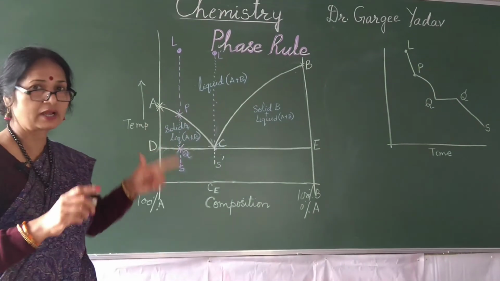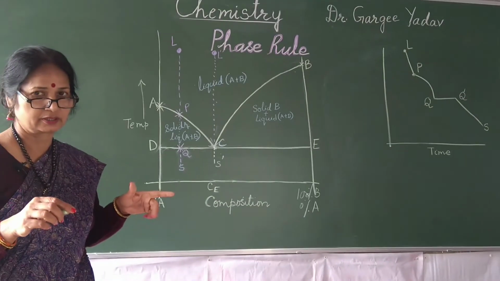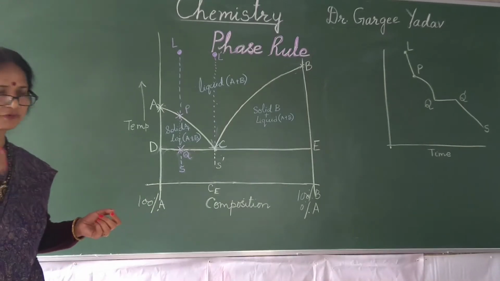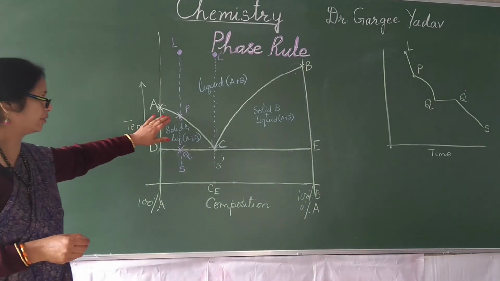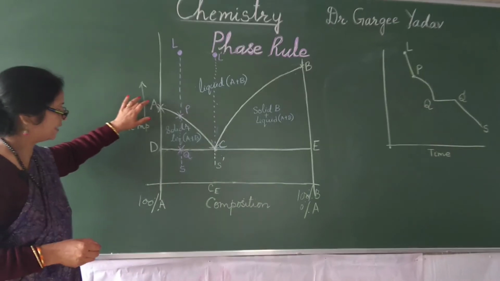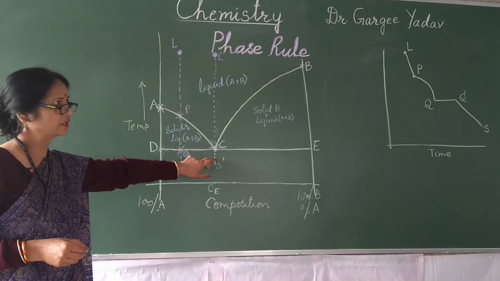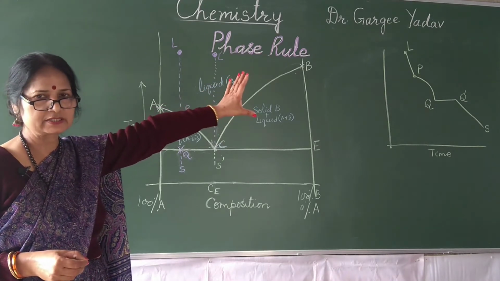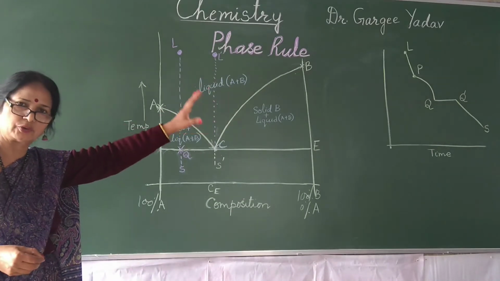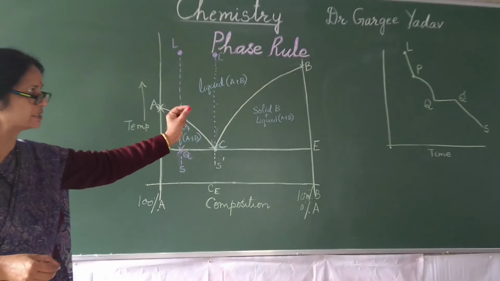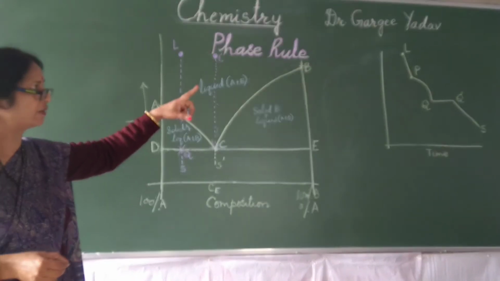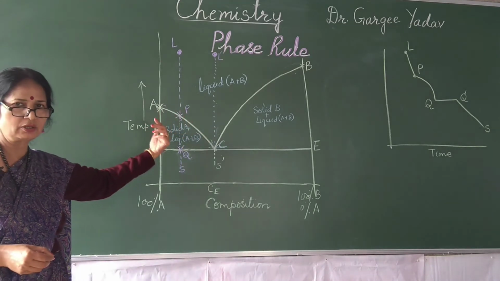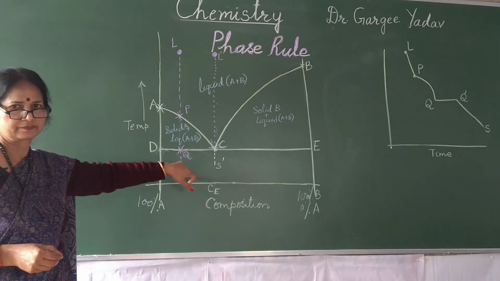Solidification of one of the components will start. The first crystal of one of the components will appear at point P, which is lying on this AC curve. Now refer to that graph. So what does LP signify? It signifies cooling of both the liquids, and at P the solidification of one of the components starts, and that point lies on this curve AC.